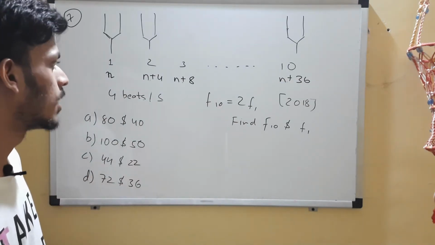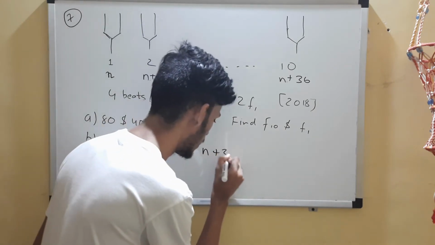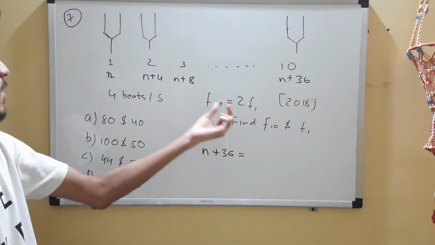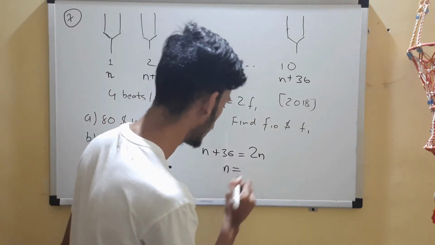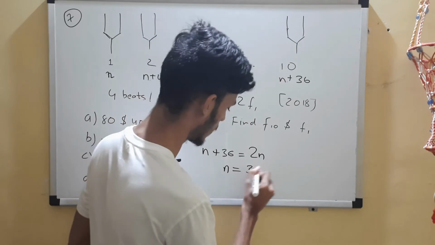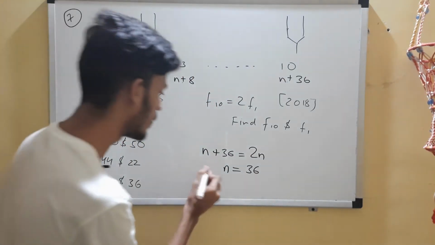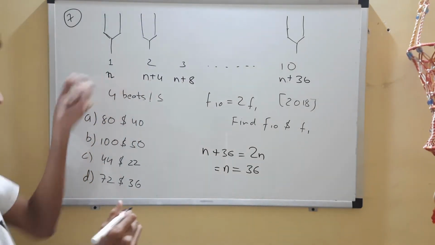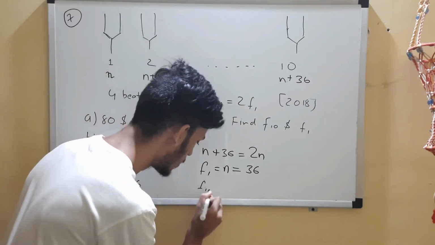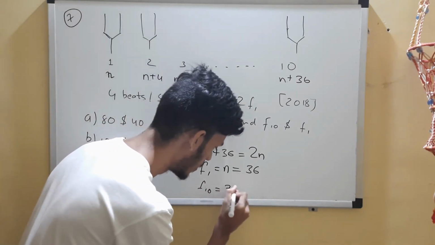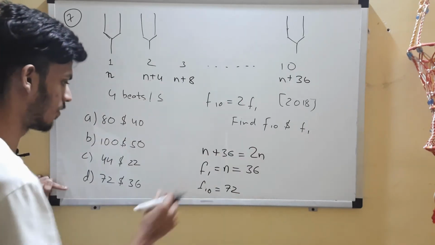Okay, so now just substitute the values over here. Frequency of the 10th one, which is n plus 36, equals twice the frequency of the first one, 2n. So you will get the value of n to be 36, right? 2n minus n equals 36, and this is nothing but the frequency of the first one. Frequency of the first one was n, and frequency of the 10th one, which is 2 times this, will be 72. So option D, 72 and 36.